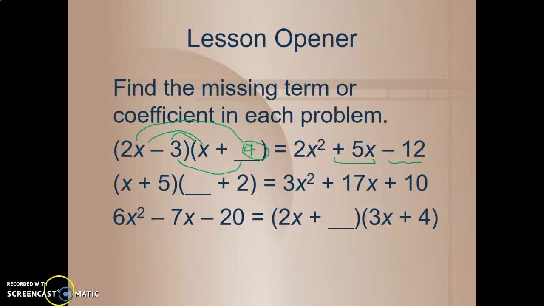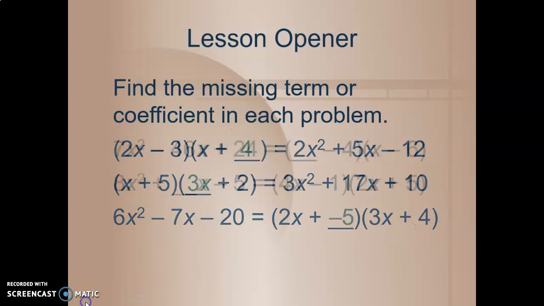All right, what about your second term? x plus 5 times something plus 2. Well, I know my first terms multiplied have to equal 3x squared. And x times what equals 3x squared? Hopefully you said x times 3x equals 3x squared. Okay, what about our last one? We know that this is our last term here. And when we multiply our last terms, we want to get negative 20. Well, what times positive 4 equals negative 20? Hopefully you said negative 5.